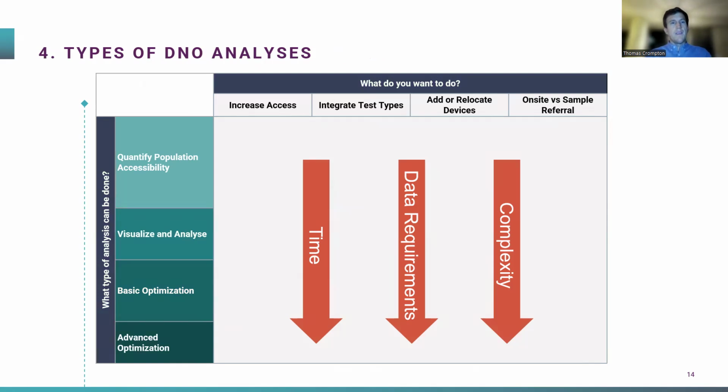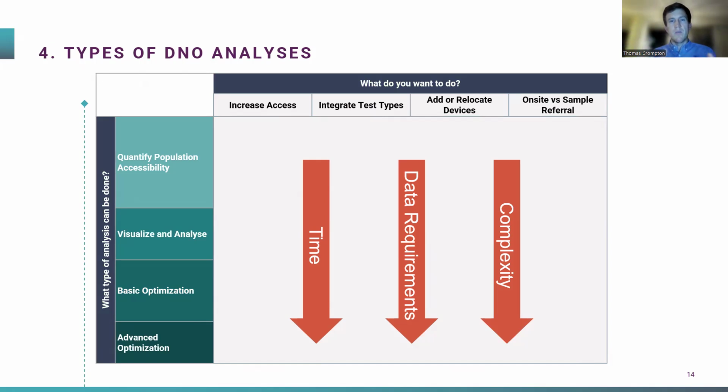So this is the kind of table which we'll expand on, but really what we want to do is start at the top of the table. So what do you want to do? And it can be one or more of these. So do we want to increase access? Do we want to integrate test types, add or relocate devices, or look at the trade-off between on-site and sample referral? And from what we've seen in the past, usually the analyses or ministries of health or implementing partners want to answer one or more of these goals.